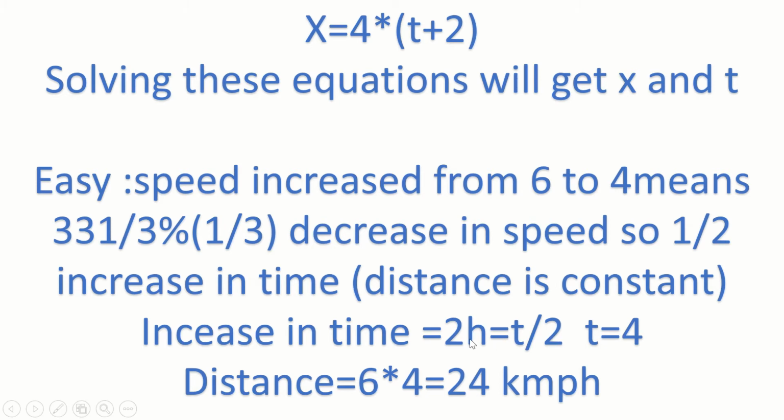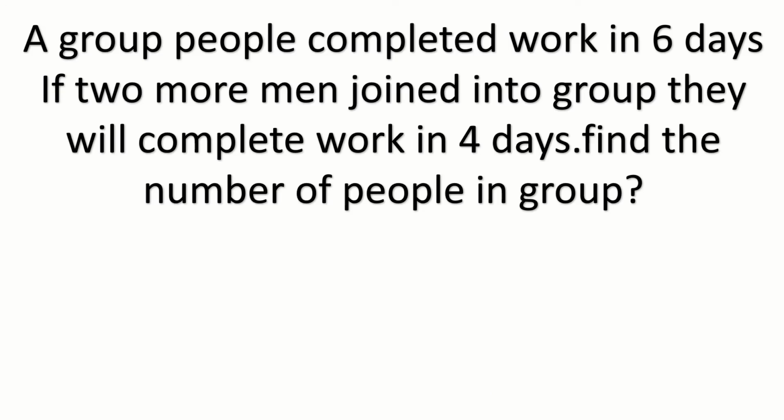So this increase in time is 2 hours. So half of the time is 2 hours, and the total time is 4 hours. With 4 hours time and 6 km per hour speed, he will be able to travel 24 kilometers. 24 kmph is wrong, it is just 24 kilometers. So we will see another problem.